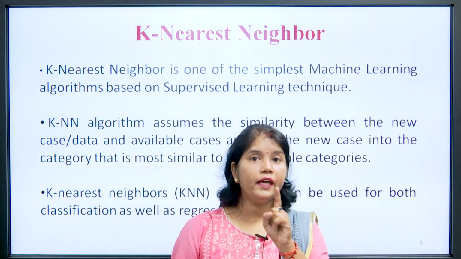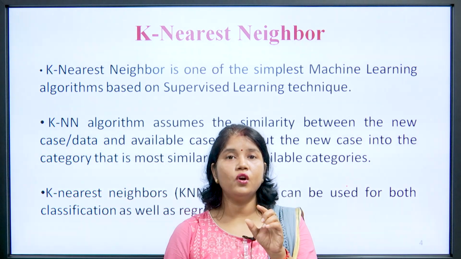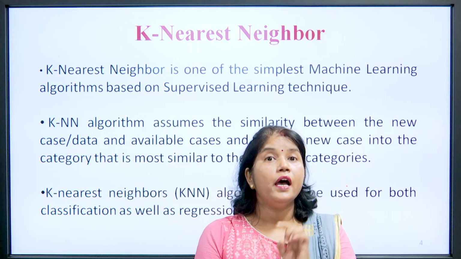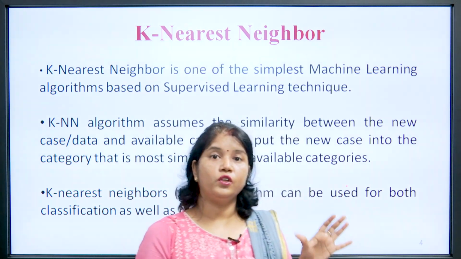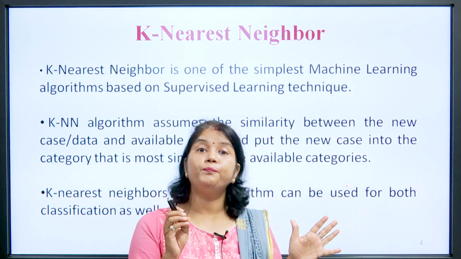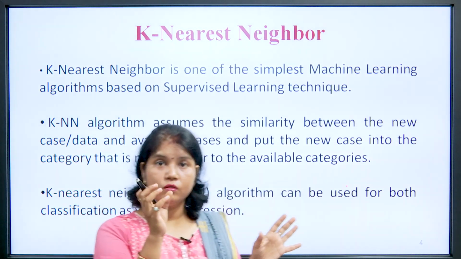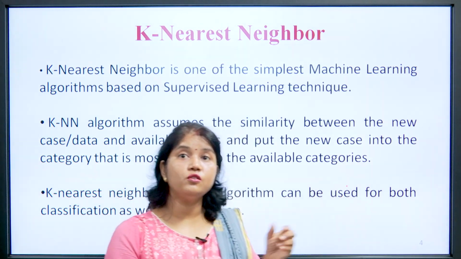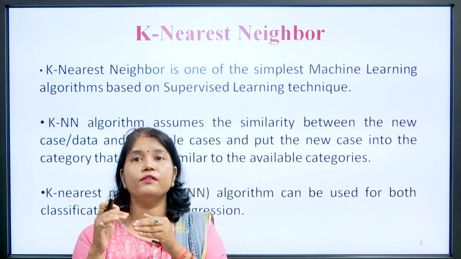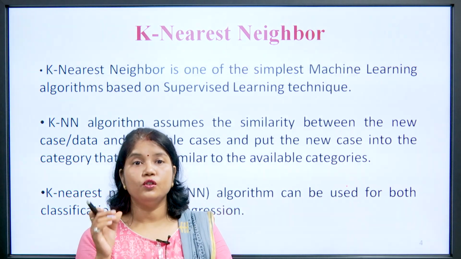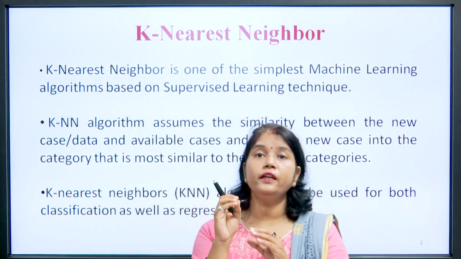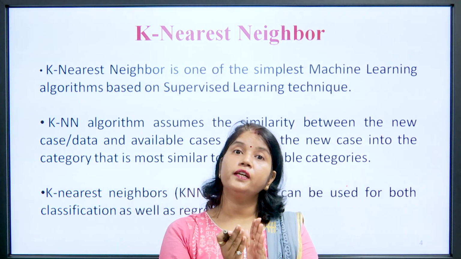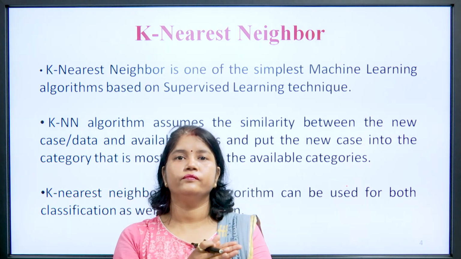Okay. So, the KNN algorithm assumes what? The similarity between the new case or new data and the available cases, and it puts the new data case into the category that is most similar to the available categories, right. You have to put the data set into the similar category, and the similar category is already available. Is that clear?